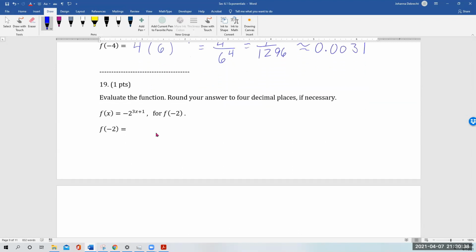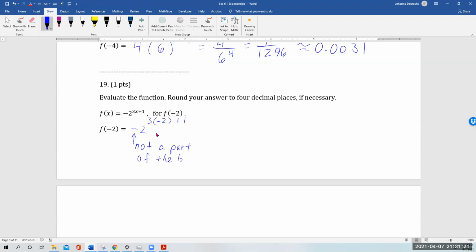In this problem, we're again evaluating the function and rounding our answer to 4 decimal places. This time, we're going to a new function called f, which is -2, all being raised to a power of 3x plus 1. So we're going to rewrite this as -2 being raised to the 3 times -2 plus 1 power. This problem is very tricky. The negative that is in front of the 2 is not a part of the base because it is not included in parentheses.